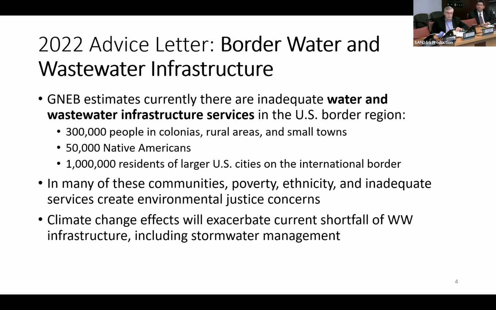Our current report, which we submitted last year in the form of an advisory letter, is looking at water and wastewater infrastructure along the border. Some preliminary estimates that we've made is that about 300,000 people in the border region, particularly in colonias, rural areas and small towns, are underserved in terms of adequate water and wastewater infrastructure.